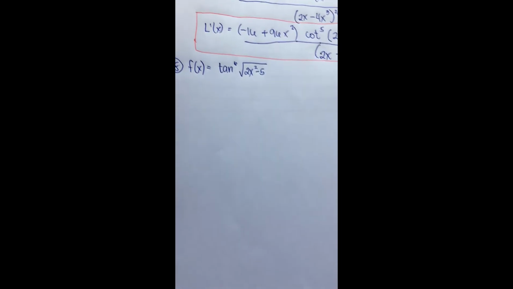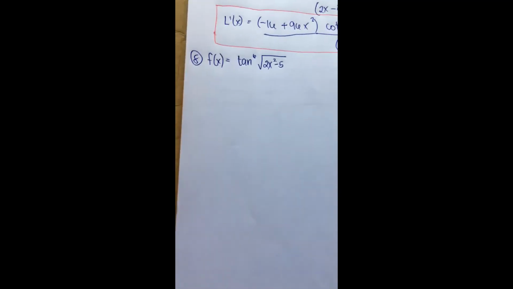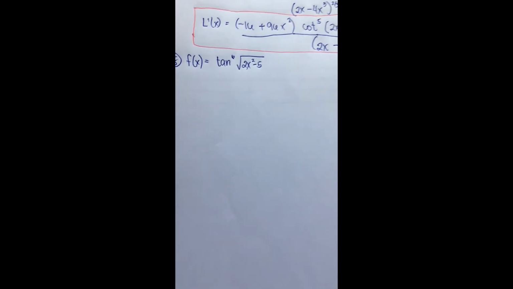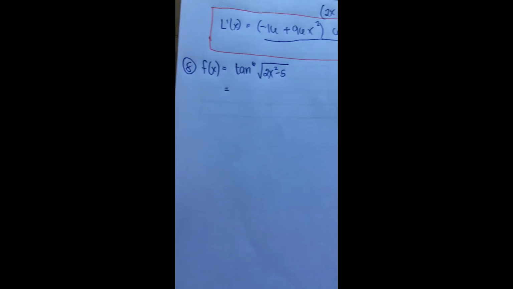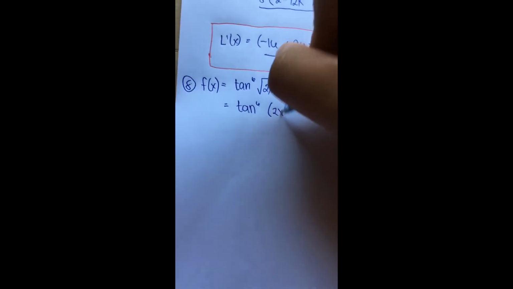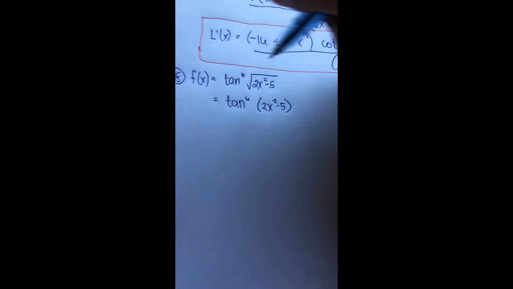So let's have our 8th example. We have f of x is equal to tan raised to 6 of the square root of 2x squared minus 5. So our base is in radical form, 2x squared minus 5. So let's transform this one to exponential para mas easy sa inyo. So tan 6 of 2x squared minus 5. Square root, so the exponent should be 1/2.